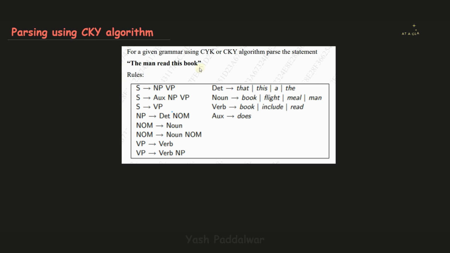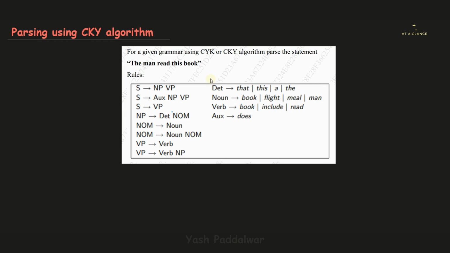Now, for this particular statement, there are certain rules that are given. These are the grammar rules provided in the question. With the help of these rules, we have to construct a parse tree which will result in this statement. So, without any further delay, let's start.